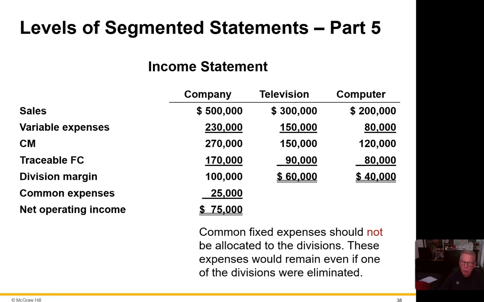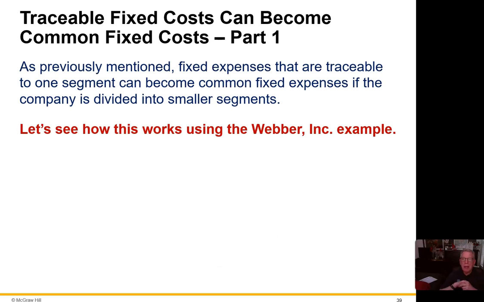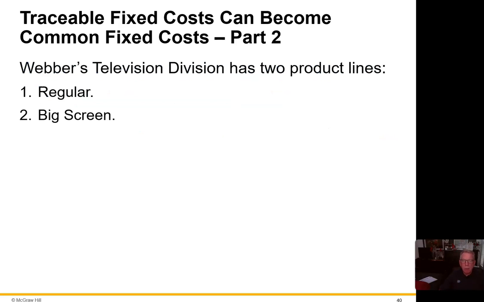Okay, and so from a company standpoint, our net operating income is $75,000. But as we look at divisions, we would look at the $100,000 of division margins here. Both are positive. So we're not going to eliminate either one of those because of profits. Okay, as previously mentioned, fixed expenses that are traceable to one segment can become common fixed expenses if the company is divided into smaller segments. So let's see how that works using the Weber example.